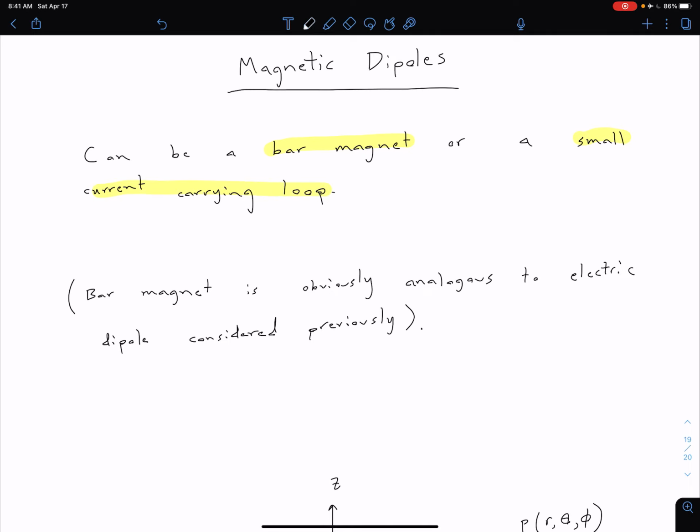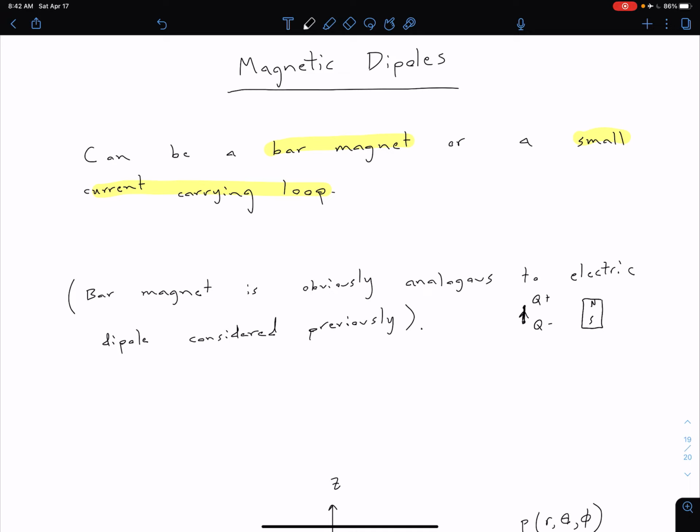And so, of course, our bar magnet is a little more obviously analogous to our electric dipole that we considered previously. So just as a very brief refresher, remember our electric dipole, we had some charge positive Q, so Q plus, and some charge Q minus, which were separated by some small distance d. And so, of course, if we consider some small bar magnet with a north and south pole, that's pretty clearly a good analogy. But how exactly does our small current carrying loop create the same type of conditions as either of these two structures?